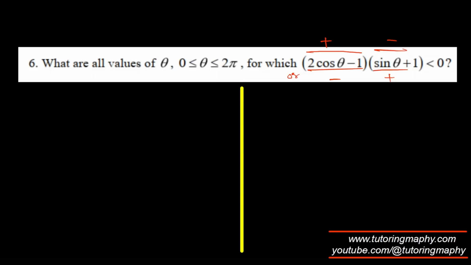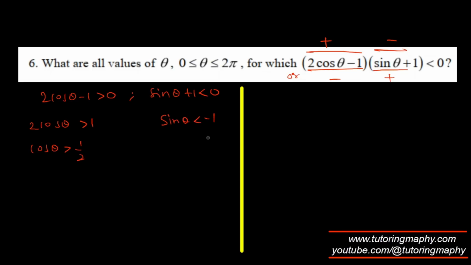The first condition is I want 2 cos theta minus 1 to be positive. I'm not saying greater than or equal to 0 because 0 is not allowed. And at the same time, sine theta plus 1 should be negative. You will understand eventually that we don't actually need to do all the work twice. So this is 2 cos theta is greater than 1, or cos theta is greater than 1 over 2. That's what we want. And here sine theta should be less than minus 1.